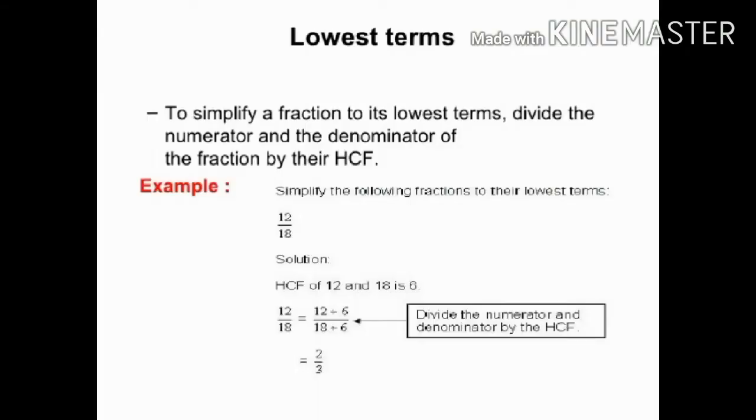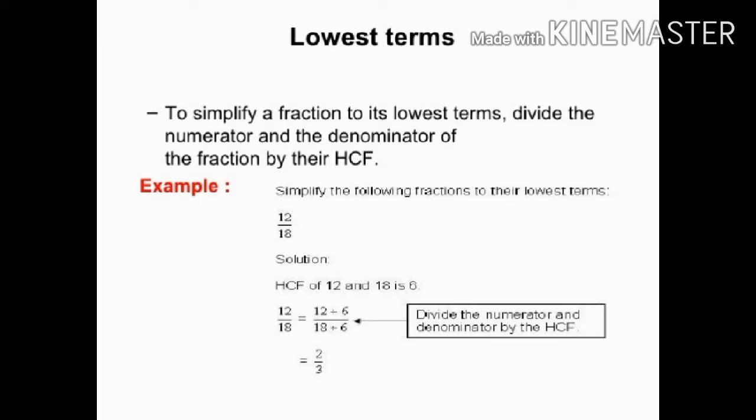Simplification of fraction to the lowest term. To simplify a fraction to its lowest term, divide the numerator and denominator of the fraction by their HCF. Dear students, to reduce a fraction to its lowest term, first we need to find out the HCF of both numerator and denominator. Then divide both numerator and denominator by that number. So the example is, simplify the following fraction to its lowest term, 12 by 18. First of all, we will find the HCF of 12 and 18.